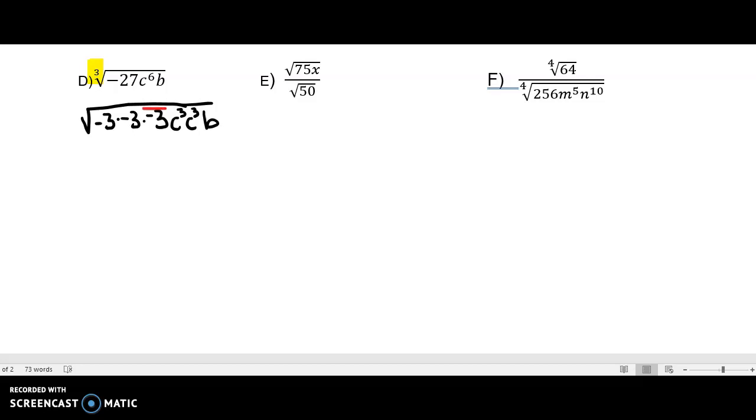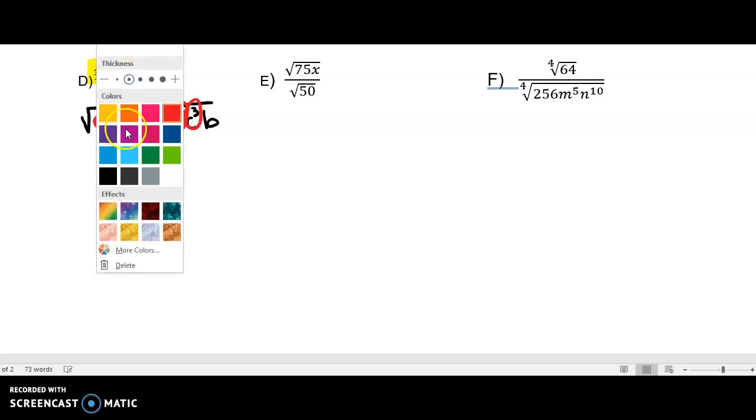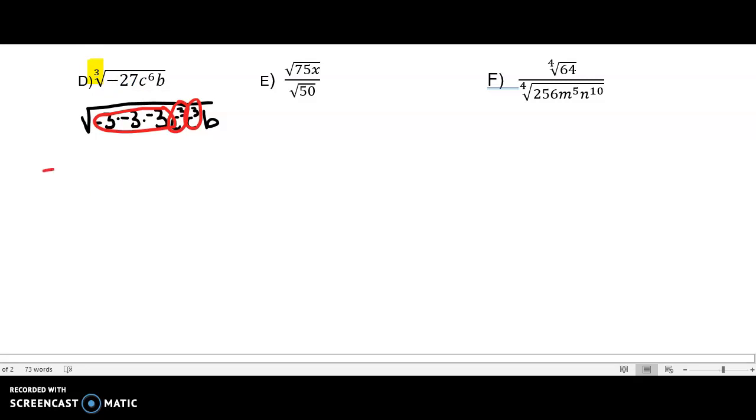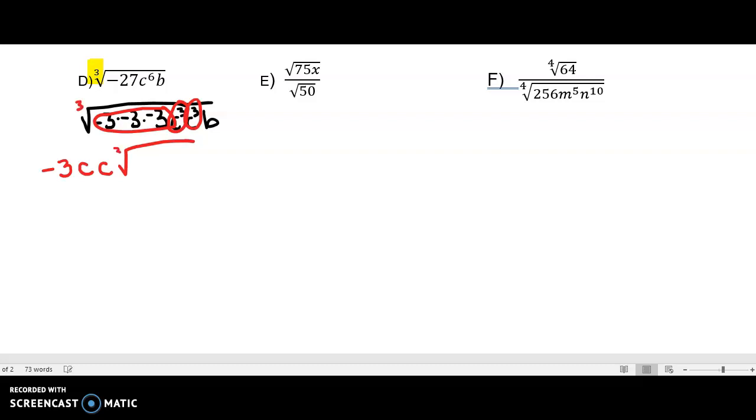Let's circle our groups of 3. That's a group of 3. That's a group of 3. And that's a group of 3. So what's able to come out of the radical? Negative 3. C. And what has to stay in the radical because it didn't have a group to come out? B. So this becomes negative 3 times c squared times the cubed root of b.